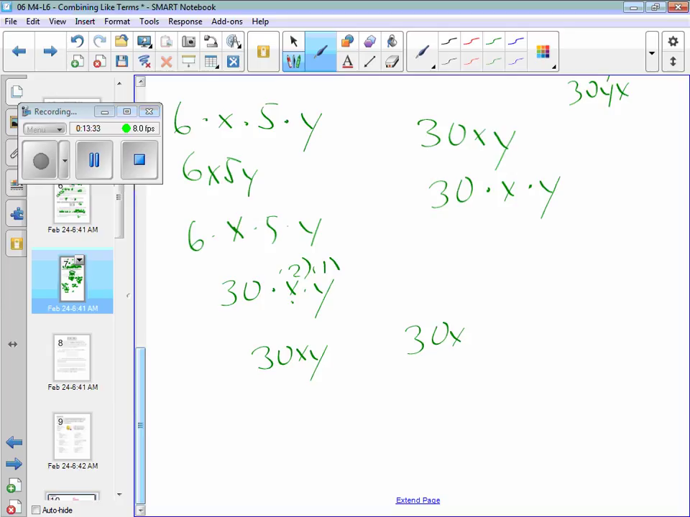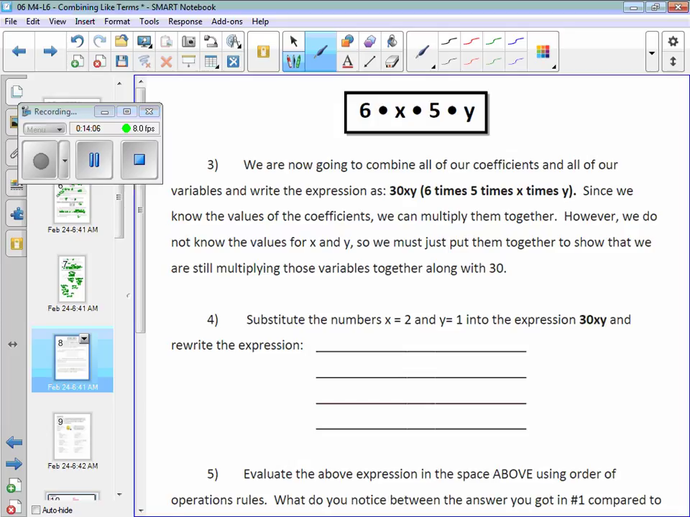I want to make sure, though, before we move on, do you see how we got from here to here? And then when I substitute the value for x, which was 2, now I need the dot, times the value of y, which is 1, you still get 60. Are you okay with that? What I just did was what's called combining like terms. We're going to combine all of the coefficients, that's the numbers, and all of the variables and rewrite the expression as 30xy.